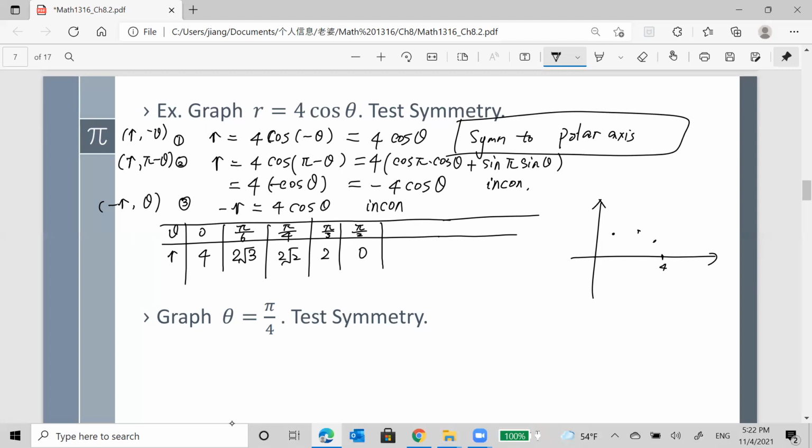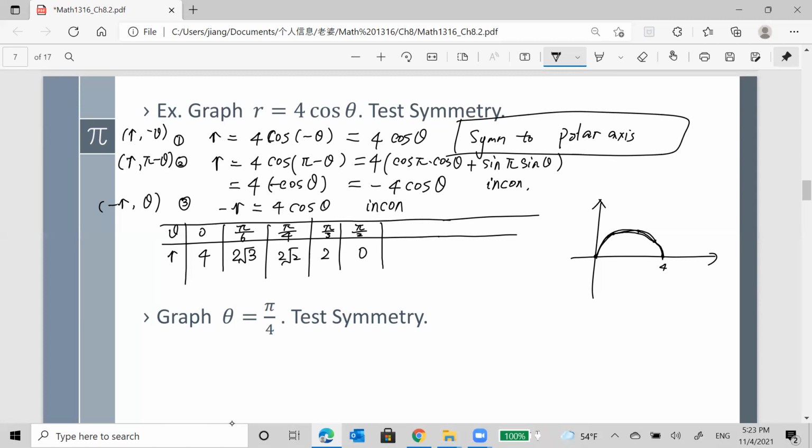It's 2. So from here to here is 2. And then the next point is power 2, 0 is here. So the graph is like this. So how about another part?